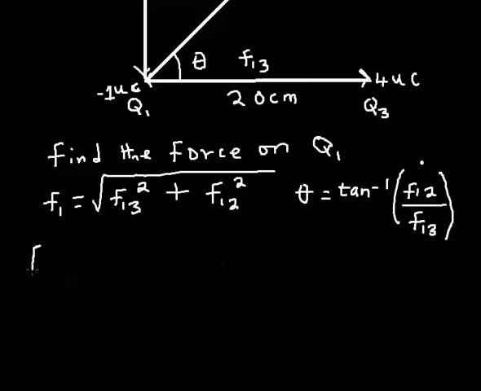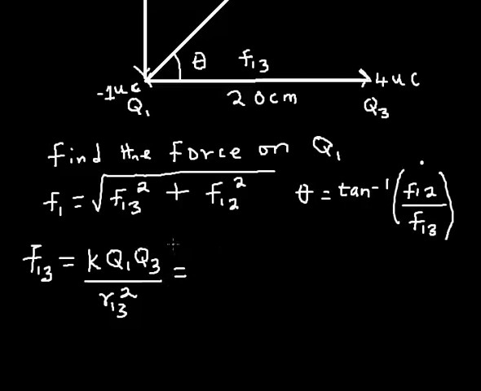First, let's find F13. Let me start with F13 first. Of course, F13, you know how we get that. That's going to be K Q1 Q3, then divided by R13 square, the distance between Q1 and Q3. So I use R13 to represent that.